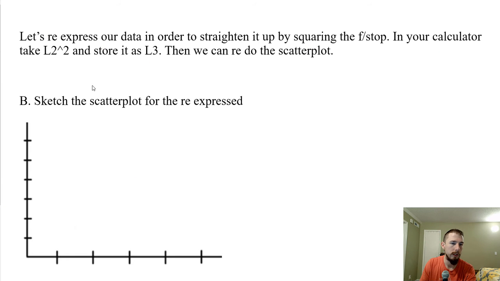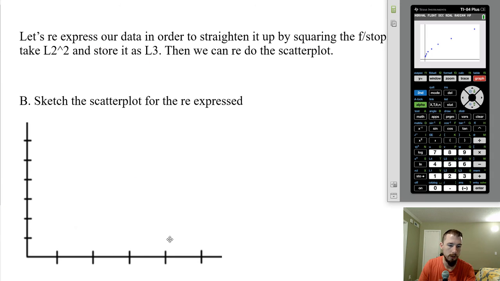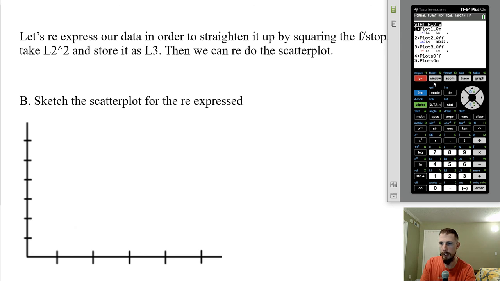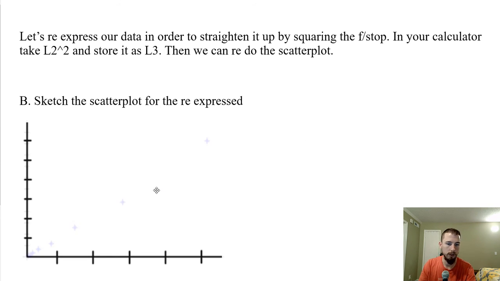All right, let's re-express it by taking the response variable and squaring it, as you can imagine. So let's go back into here, do stat, edit. We're going to define list 3. I'm going to go ahead and clear mine out, even though it's the same thing. We're going to define it as list 2 squared, and hit enter. That's going to be the squared f-stops. Now we're going to graph the scatter plot of that. Just go from list 1 to our new redefined list 3, which is list 2 squared, and then hit zoom 9. And what do you know? It actually looks linear. It looks like we successfully re-expressed it because there's no more curvature in the data.